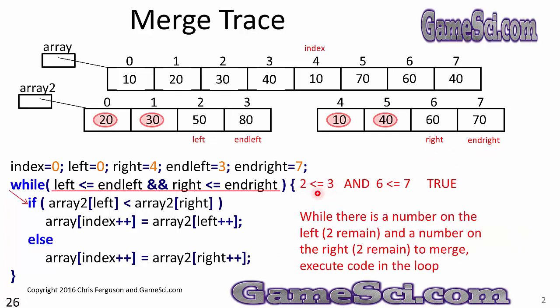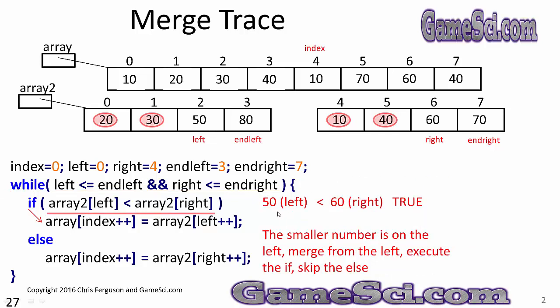2 is less than or equal to 3. While there's a number on the left, there's 2 that remain, and a number on the right, there's still 2 that remain to merge, we're going to execute the code in the loop. As long as numbers remain on the left side and numbers remain on the right side, this statement will be true. When this statement is true, we go inside the loop and execute the if-else. The 50 on the left is less than the 60 on the right. This is a true statement. The smaller number is on the left. Merge from the left. Execute the if and skip the else.